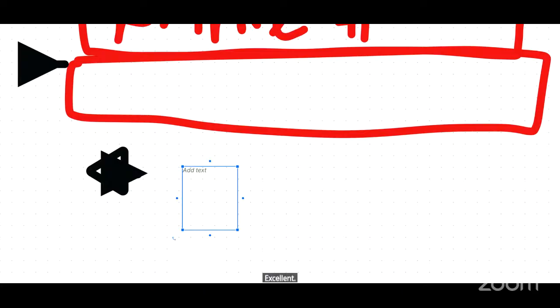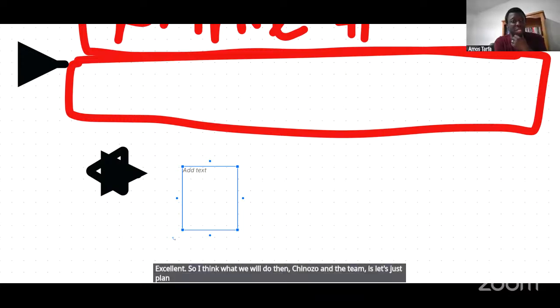Excellent. So I think what we will do then, Chinonso and the team, is let's just plan to run a boot camp on the foundations of mathematics, and we can spend time on prime numbers. Everyone on the call will have a link we'll send out, and we're just going to work through the foundation, and then from the foundation, I think we'll be able to build up from there.